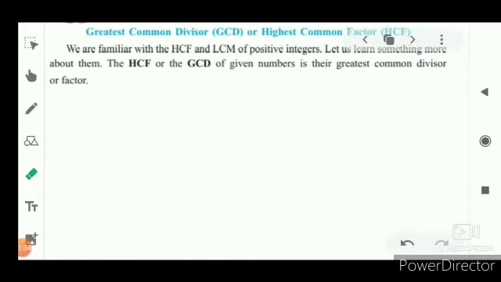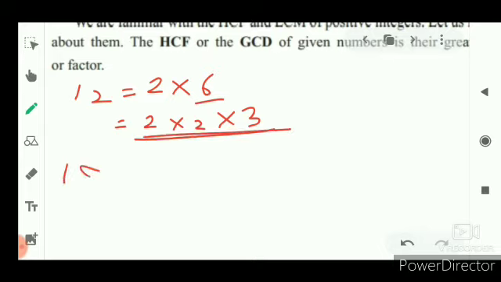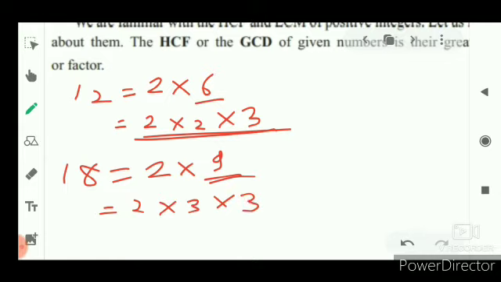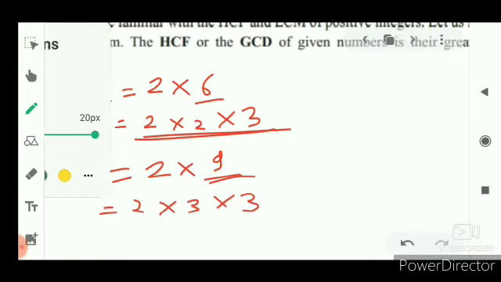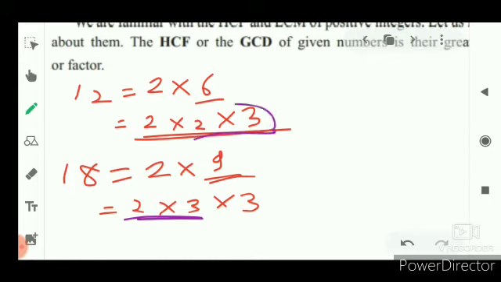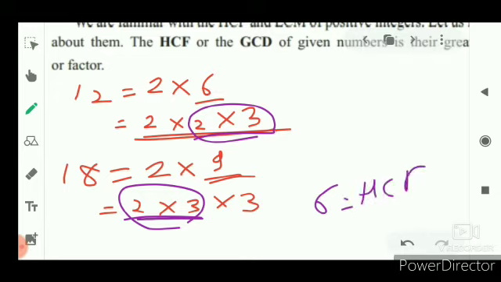Let's see, we will take the factors of 12 and 18. 12 we can write as 2 into 6, and 6 can be written as 2 into 3. So these are the factors of 12. In the same way we will write the factors of 18, that is 2 into 9, where this 9 can be written as 3 into 3, so 2 into 3 into 3. Now the common factor in both is 2 into 3, that is 6, the HCF of 12 and 18. Hope you have understood this method also.